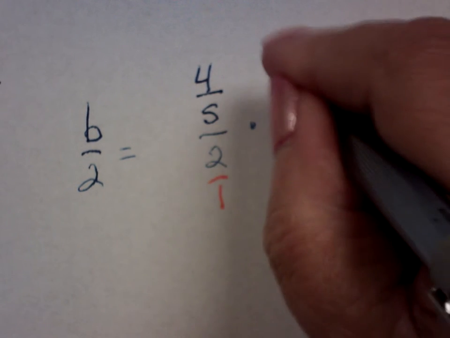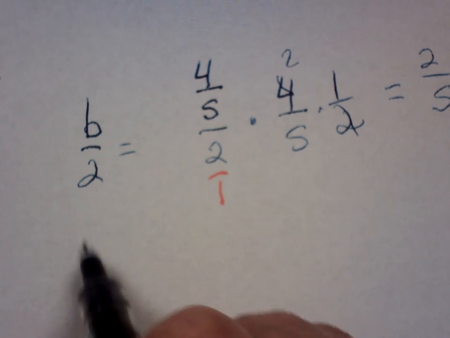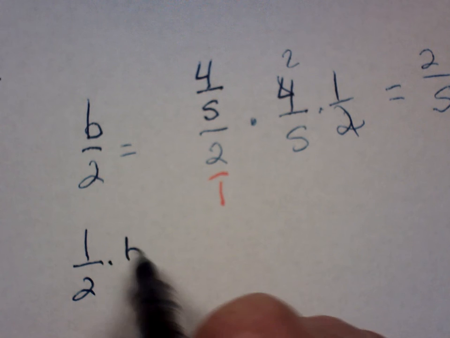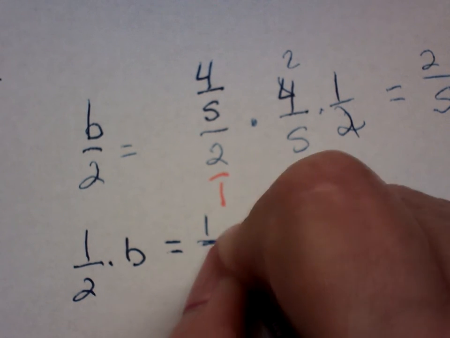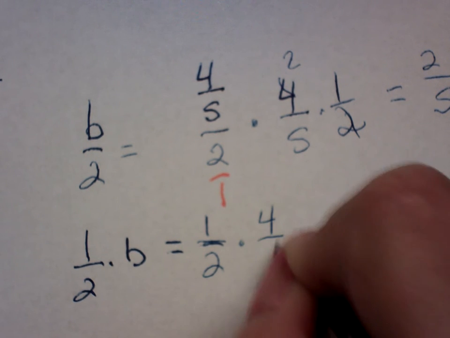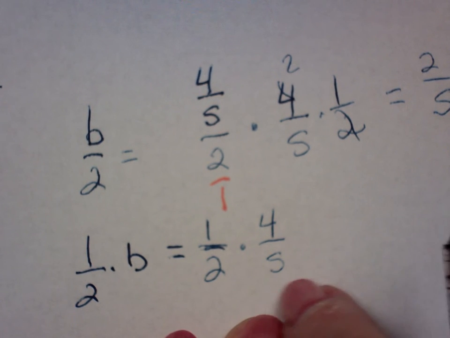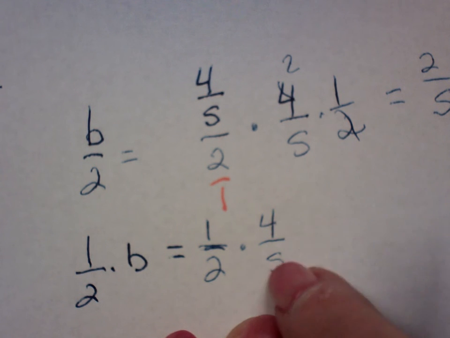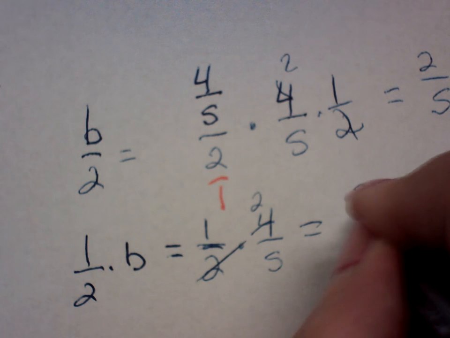Then you can say, well, if I were instead to treat it like this, 1/2 times b, this would be 1/2 times b, and b we said was 4 over 5. Notice what I have. I now have the invert and multiply built in. Now I can reduce it down, and I get to the same place, 2 over 5.